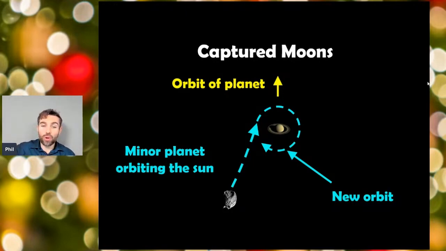So here you've got that blue line, you've got that minor planet orbiting the sun, and it comes close to Saturn, close enough that it can get gravitationally captured. It then places it onto a new orbit around Saturn, and it's then a moon. It wasn't a moon to start with, but because it got too close, it is now a captured moon. And this actually is, I'd say, relatively common in the sense that we found lots of them. We know that they're there, and we know there's lots of them.